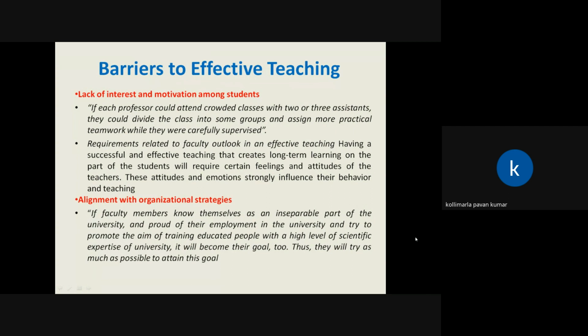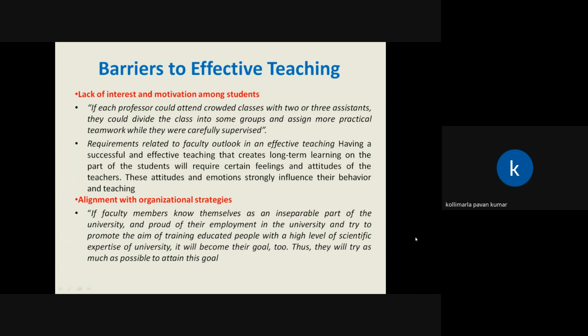Now, having successful and effective teaching creates long-term learning on the part of the students. So there will be some attitudes required in the faculty outlook for effective teaching. What are the requirements? Every teacher cannot become a good effective teacher. Every teacher has their own capabilities, and they have their own positives and negatives. So in order to improve myself as an effective teacher, I require some abilities, and I need to meet some of the criteria.